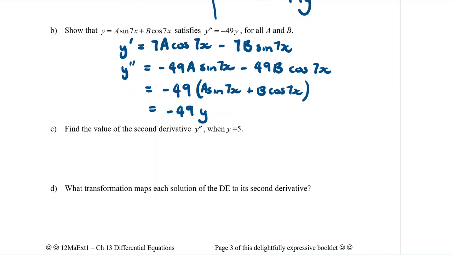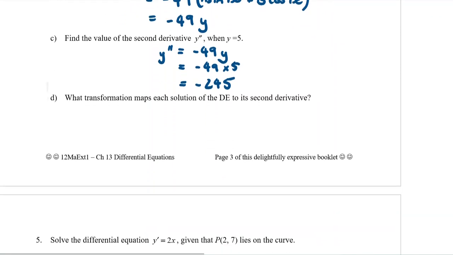Part C, find the value of the second derivative when y is equal to 5. Well, exactly. If that was the equation, all I have to do is sub in that y is equal to 5, and we get negative 245.